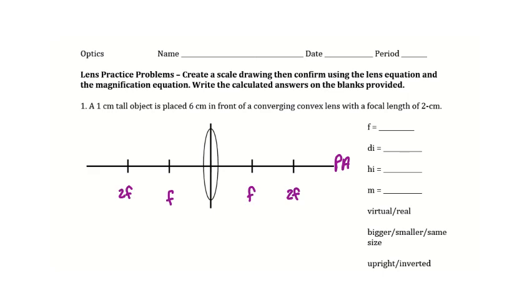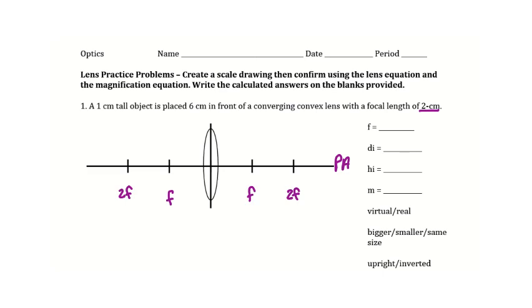Okay, so the reason we have this drawing is that it's exactly to scale. So I've constructed this handout in such a way that each of those tick marks is exactly 2 centimeters apart. And the reason I did that is because that's our focal length.